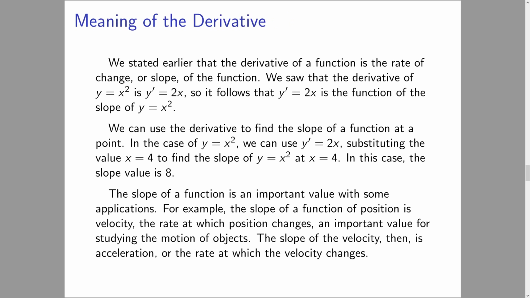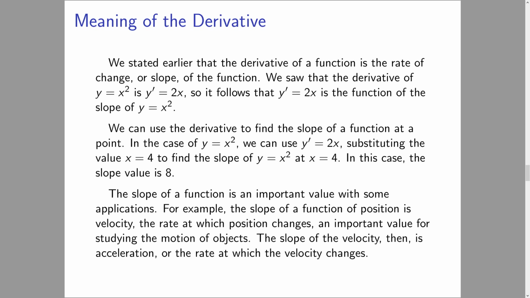So what does this mean? Well, we stated earlier that the derivative of a function is the rate of change or slope of the function. We saw that the derivative of x squared is equivalent to 2x. We can use the derivative to find the slope of a function at a point. In this case, let's find the slope when x is equal to 4. When x is 4, the slope of our function will be equivalent to 2x.